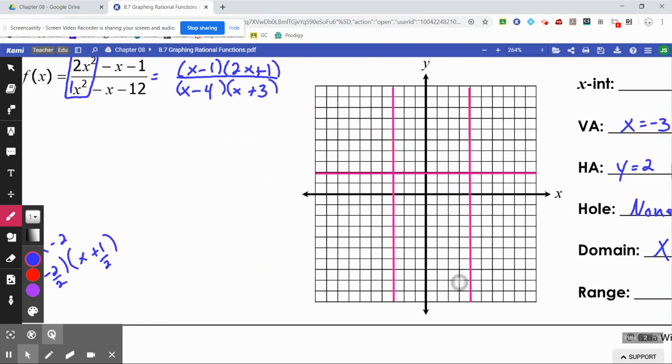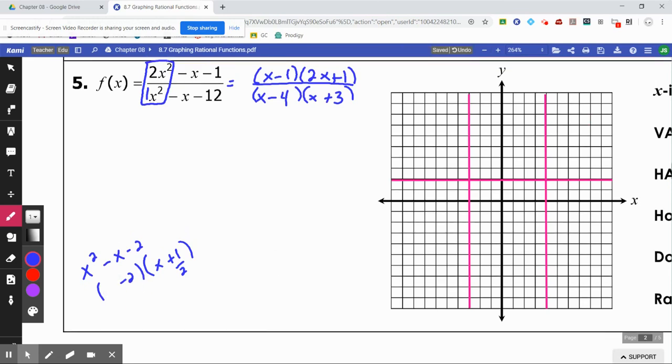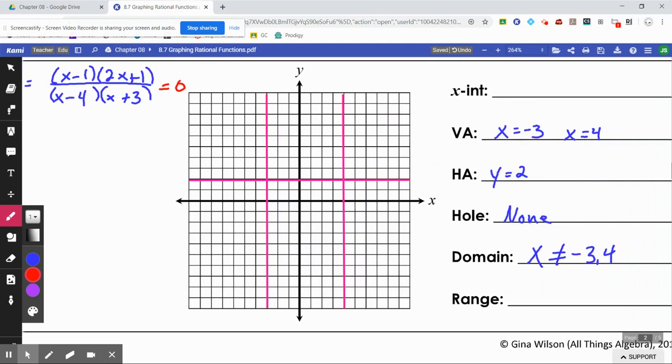Next up, let's find our x-intercepts. Again, to find our x-intercepts, all we have to do is take the top of our function and set it equal to 0, because we're plugging in 0 for y. In order for a rational function to equal 0, the top would have to equal 0. So set each factor equal to 0 on top, and you get an x-intercept of 1, and you get an x-intercept of negative 1/2. So let's go ahead and plot those 2 points.